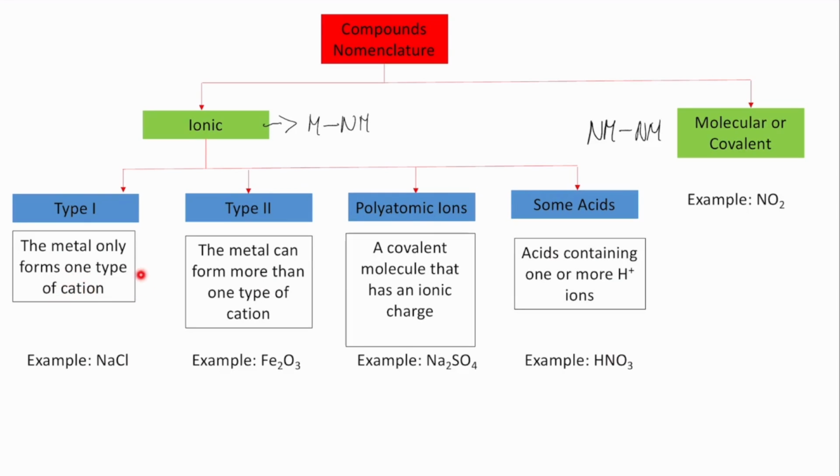Type 1 is where the cation has only one type of charge. Type 2 is where the cation has more than one type of charge. In another video, I will talk about polyatomic ions, which are the ionic compounds that have more than two types of atoms, and also some acids nomenclature, specifically the acids that contain hydrogen ions. And in a third video, I will talk about covalent compounds. So let's get started with type 1 and type 2 ions.